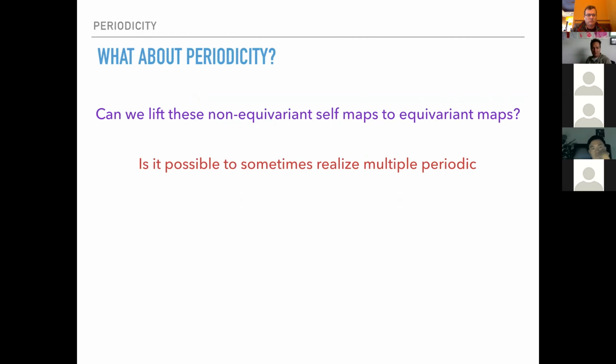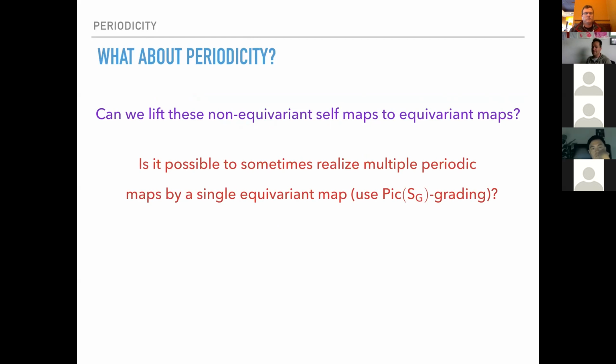Is it possible to sometimes realize the different periodic maps by a single equivariant map? If I use RO-grading, then the geometric fixed points can shift the amount of shift we're seeing. In particular, if I used a reduced regular representation sphere for the shifting for C_p, then there's a map that would have the right degrees to realize both periodic maps at the same time.